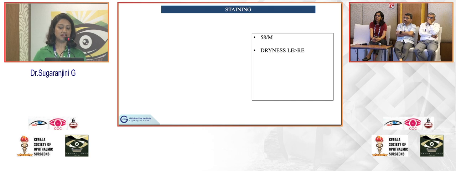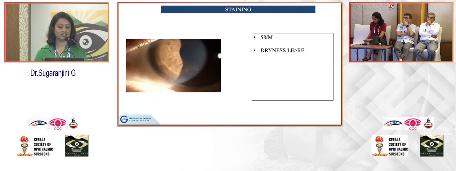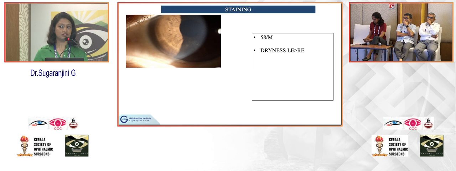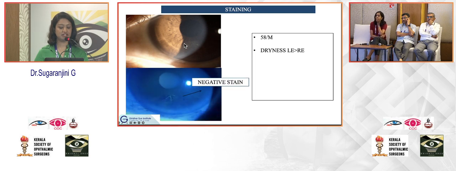So this 58-year-old gentleman presented to us with dryness in the left eye more than right eye. Only left eye is his complaint, and this was his clinical picture. Can anyone take a guess as to what you're seeing? You can see some subtle subepithelial dots in the inferior cornea. And stain is what helped us pick up what it was. When you stain it, you get a negative stain.